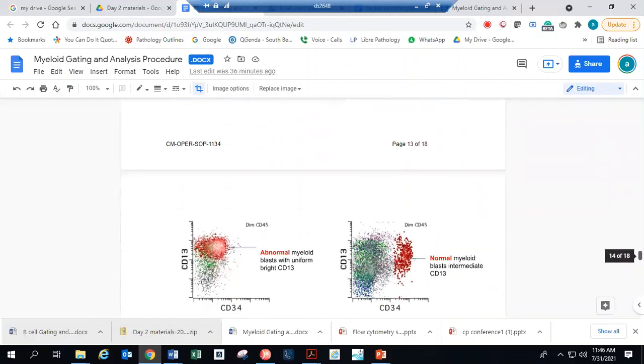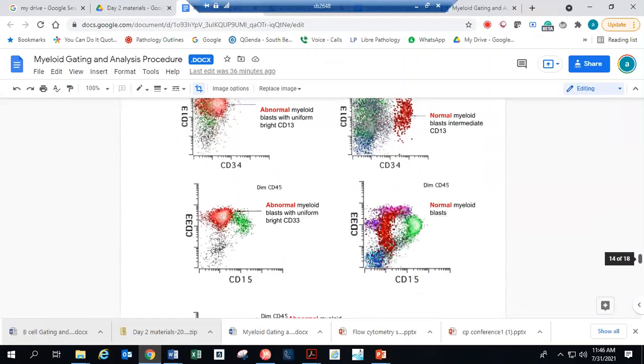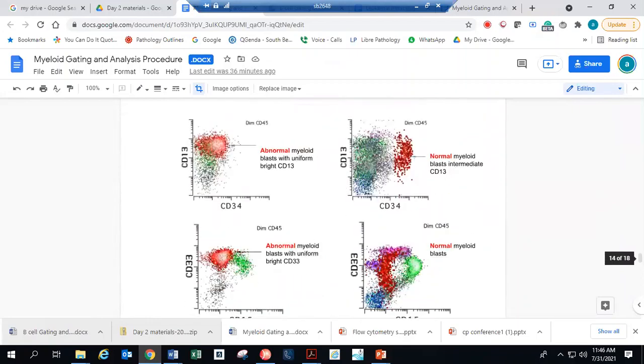Yeah. So, okay. So again, normal and abnormal. As I was saying, normal myeloid blasts will have a variable CD13, right? You can see over here, they have variable CD13. When a blast starts sitting at a bright, uniform CD13, you start thinking that they are abnormal, right? Similarly, CD33, you see that they are having a spectrum, a variable CD33 expression. When a blast starts sitting right at a bright uniform CD33, you start thinking that they are abnormal.